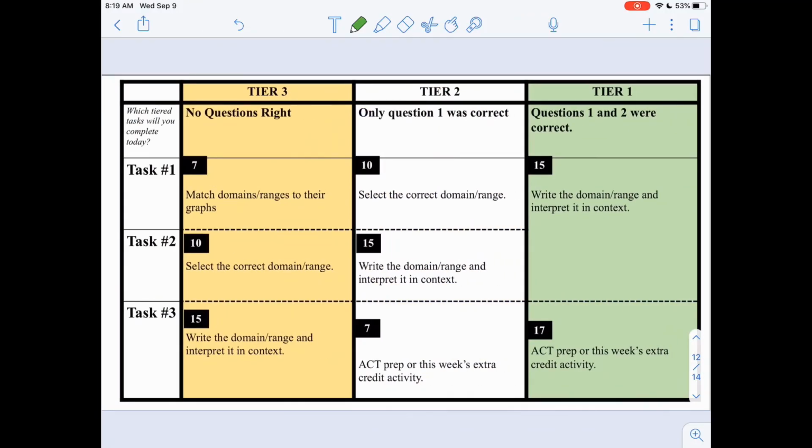If you answered questions 1 and 2 right on the last slide, you are Tier 1. You will begin by writing the domain and range and interpreting it in context. If you only answered question 1 correct, you're Tier 2. You will begin by selecting the correct domain and range, and then move on to the Tier 1 task. If you didn't answer any of the questions on the last slide correctly, you are Tier 3. You're going to begin by matching domains and ranges to their graphs.